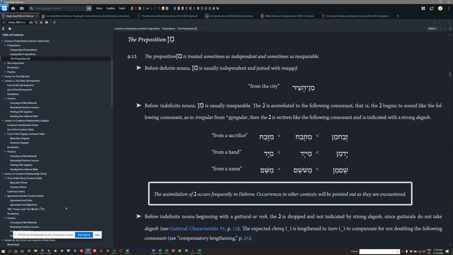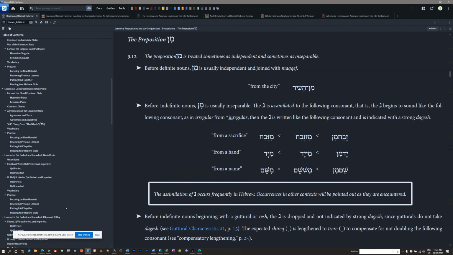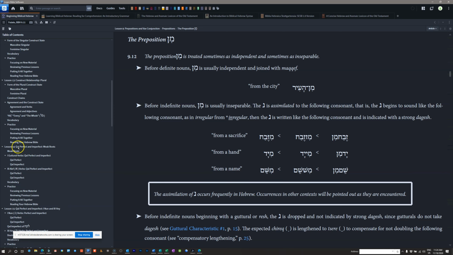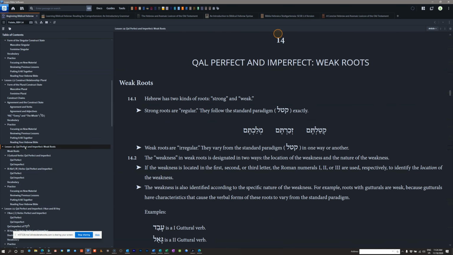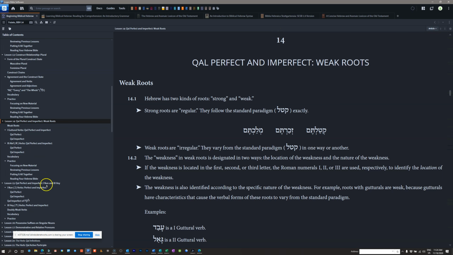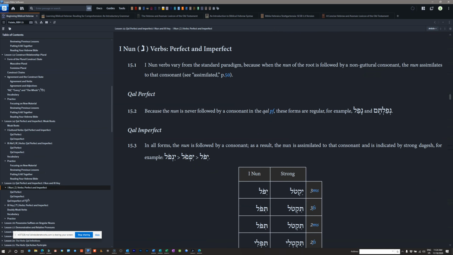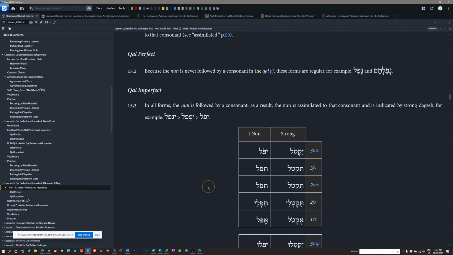Well, the same type of thing is going to happen with the 1 noon verbs in the imperfect conjugation. Because in the imperfect conjugation, you're going to get prefixes. You're going to get something before the noon, and so the noon ends up closing that syllable, and then whatever letter follows the noon is going to want to assimilate into. So let's take a look at how that works.